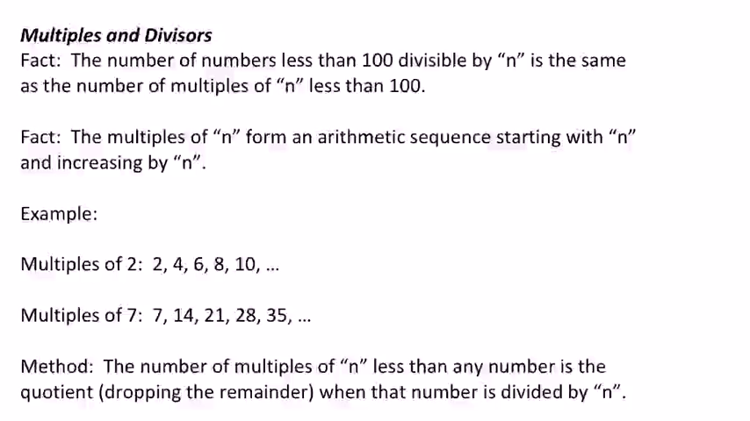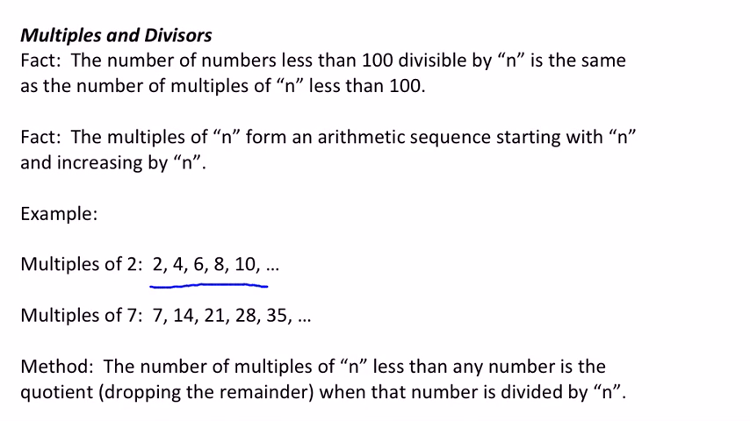Okay, in this video we're looking at multiples and divisors, which are essentially the same thing. So the first fact is the number of numbers less than 100 divisible by n is the same as saying the number of multiples of n that are less than 100. The other fact is that whenever you consider multiples, you're always considering an arithmetic sequence. So here's two examples of these.